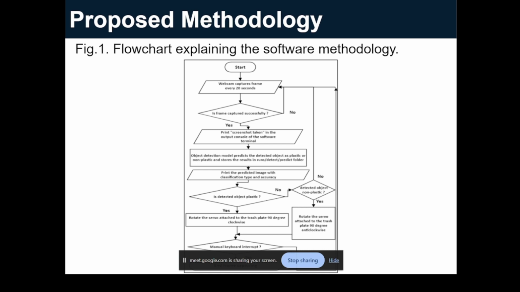In software, we have a webcam which captures frames for 20 seconds, and after that we process these frames, and after processing, we give an output whether the particular object detected is plastic or non-plastic. If the object is detected as plastic, we rotate the plate by 90 degrees, dumping the waste on the left side of the bin, and if the waste is detected as non-plastic, we rotate the servo motor anti-clockwise by 90 degrees, and thereby we dump it on the other side.